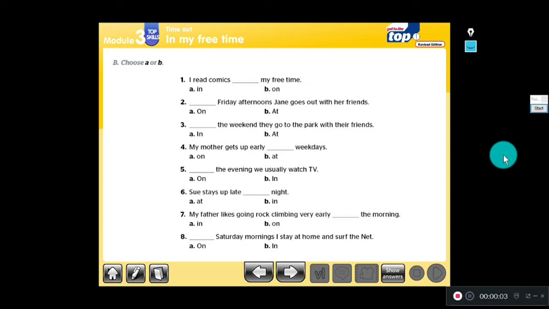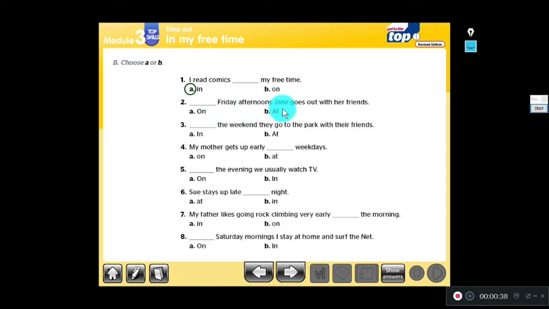Okay, so let's continue. In this case, we have a sentence. Let's remember that it's so important to analyze the word that is referring to the time, okay? We have, I read comics in my free time. In this case, my free time se utiliza con in my free time. The next one, we have Friday. Friday is a day of the week, es un día de la semana. ¿Quién se empleaba con los días de la semana? ¿Quién era la preposición la cual era específica? Estaba al medio con los días.